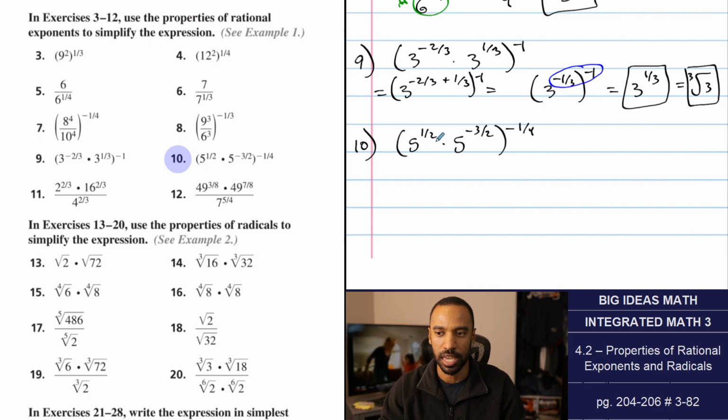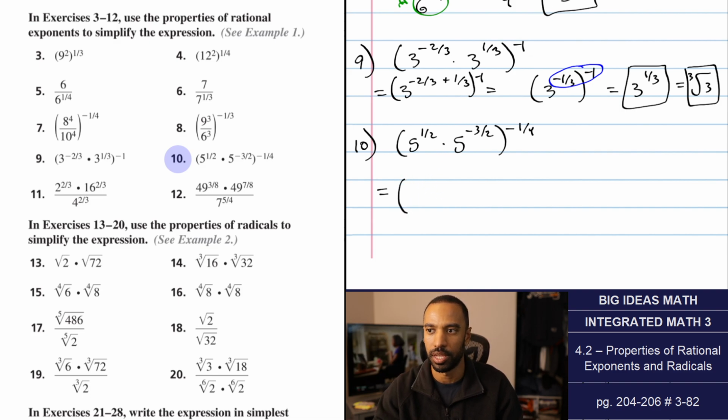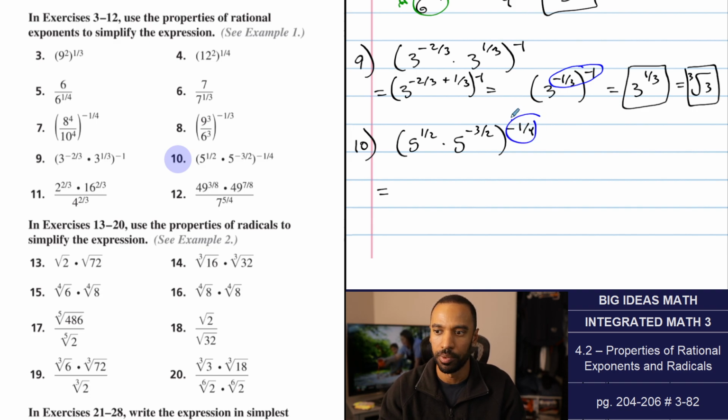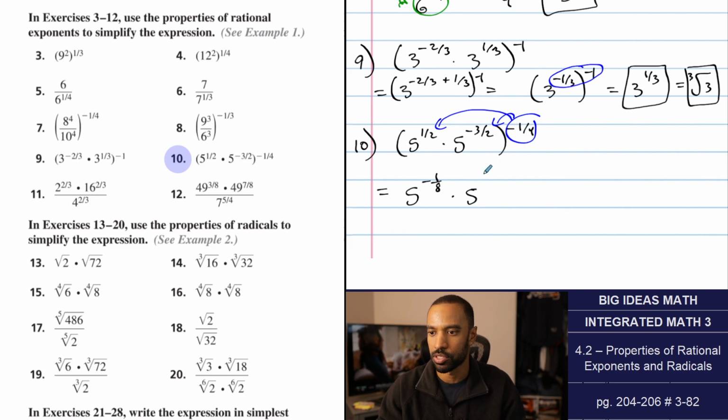All right, so what you can do on these ones is, last time we got these together to add the exponents, but maybe let's put the negative 1/4 in play right now with them. This isn't generally something I do, but there's nothing wrong with it. So this is one where we're doing a different kind of property, so I'm going to show you. The negative 1/4 will multiply by the 1/2, and it'll multiply by the negative 3/2. So you'll get 5 to the negative 1/8. That's where those multiply. And then you have 5 to the positive 3/8.